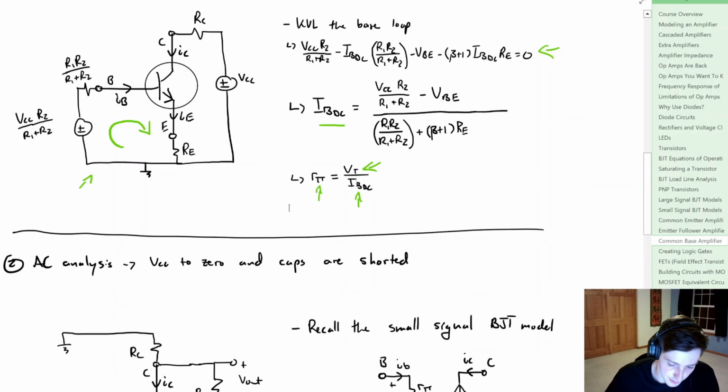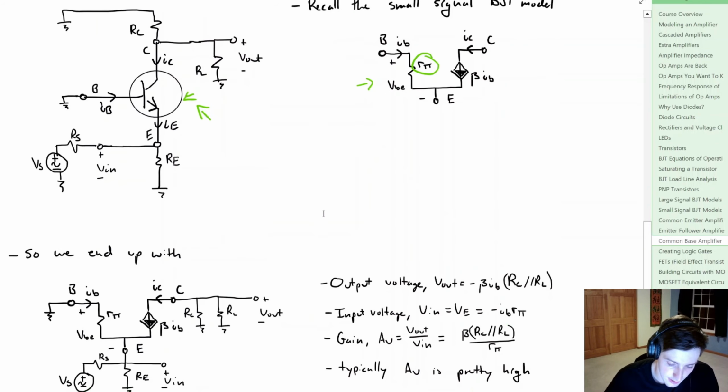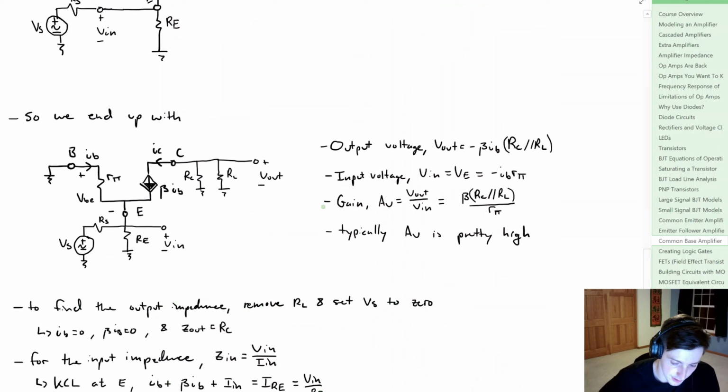So now that we found R pi, what we can do is go into our AC analysis. So we set those DC sources, or in this case, the singular DC source, equal to 0, and our capacitors are shorted. So now we have a circuit that looks like this, for which we're going to swap out the BJT model with our small signal model. Notice here, we're using that R pi value that we found from the DC analysis. So plugging that in, we end up with a circuit that looks like this. Again, still doesn't look too nice.